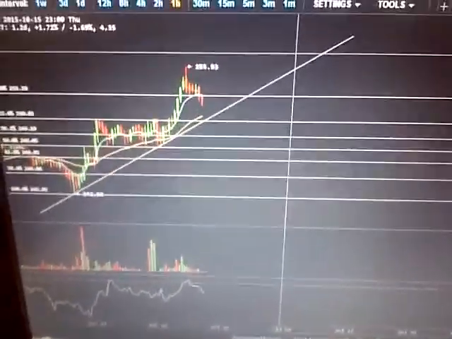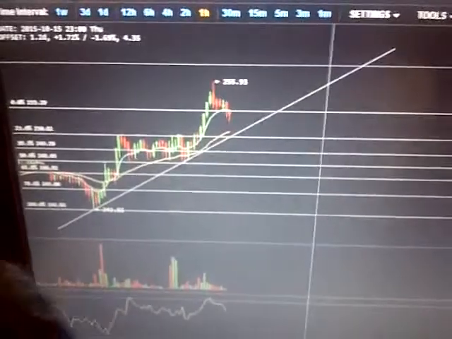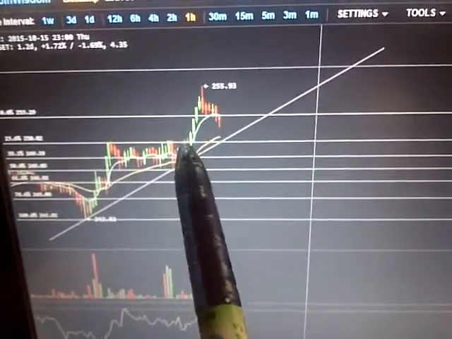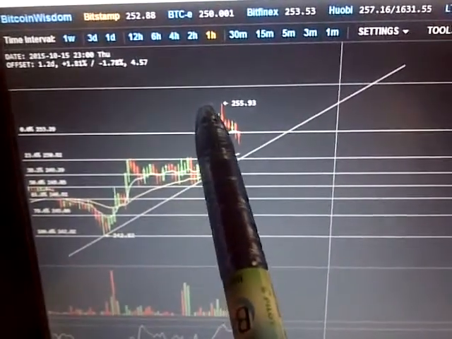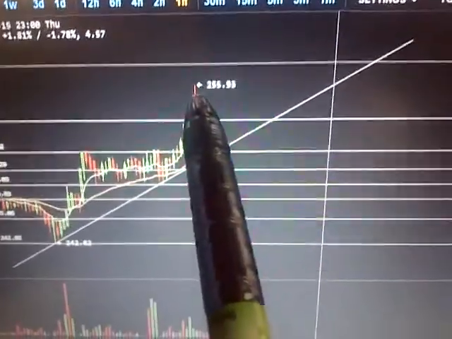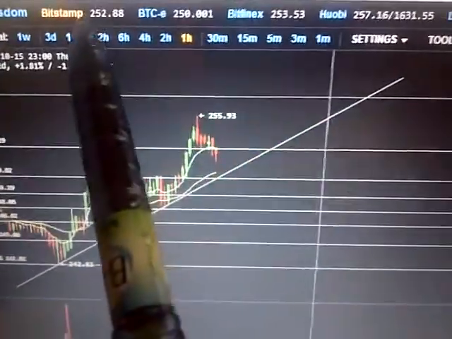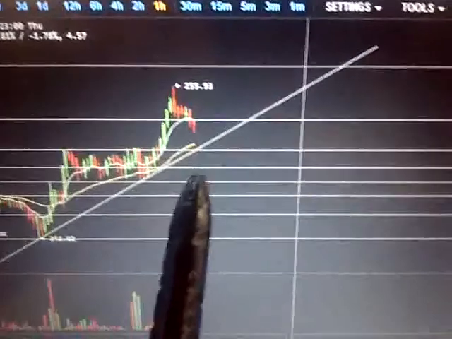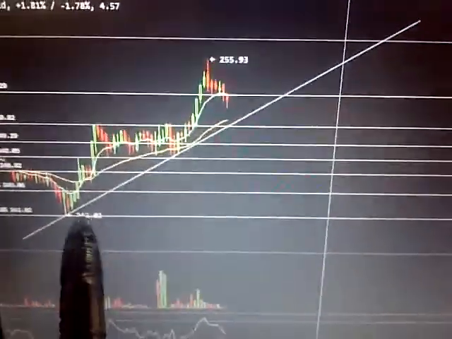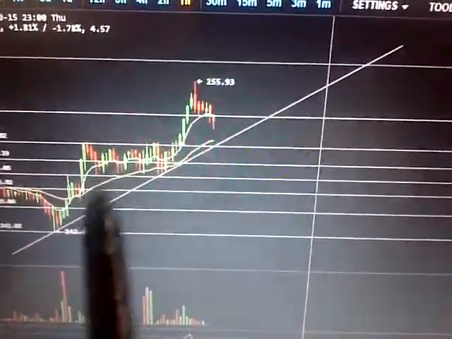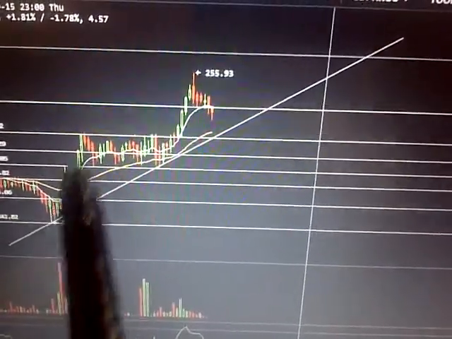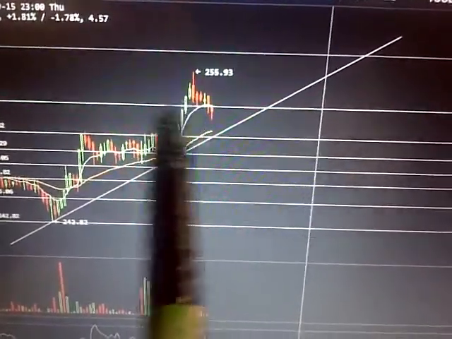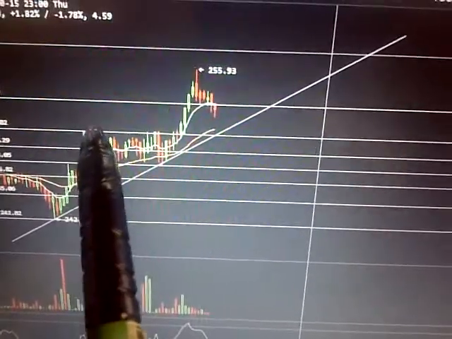Hello everyone, cutting back in here, and so basically it's late in the afternoon now, and the price peaked at 255 on Bitstamp. It's right now 252 or something, 252 on Bitstamp. So you can see what happened here, and my Fibonacci lines are here and to this point here, which I actually matched right here at the time.